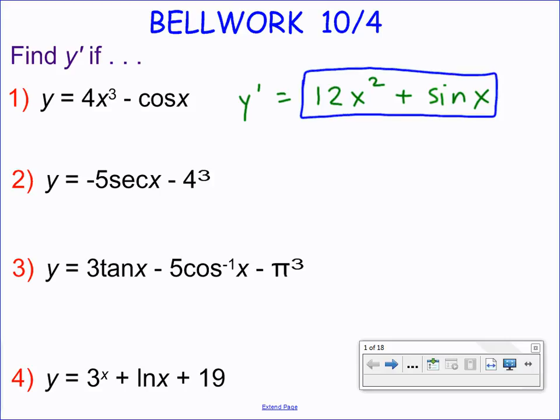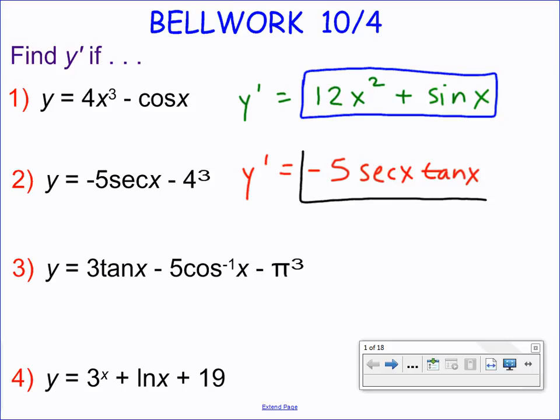If y is given by negative 5 secant x minus 4 cubed, I can differentiate term by term and generate y prime. It looks like negative 5 is my constant multiplier hanging around for the party. Secant differentiates to secant x tangent x. And the derivative of 4 cubed is not 12, right? It's not a power function. There's no variable in there. That's just a constant, and the derivative of any constant is 0. So my final expression is negative 5 secant x tangent x.